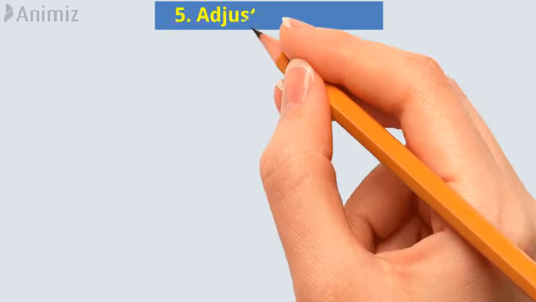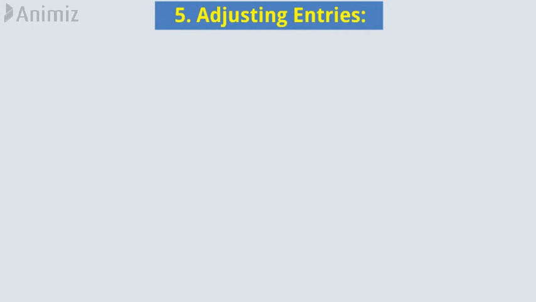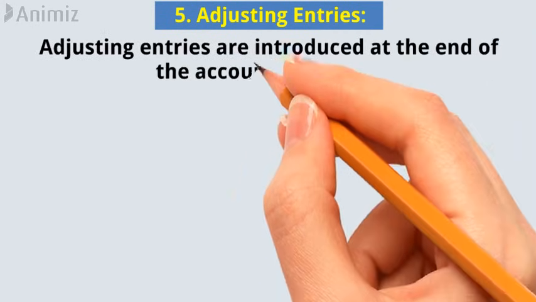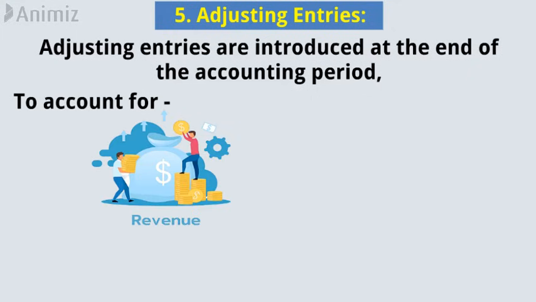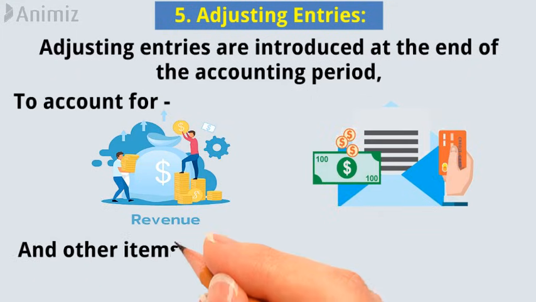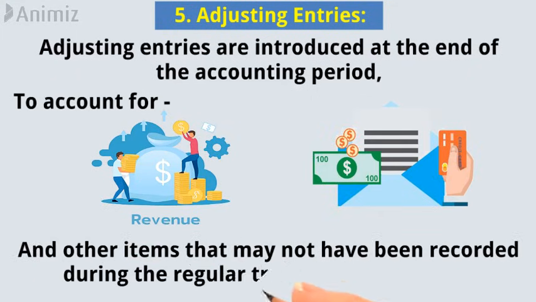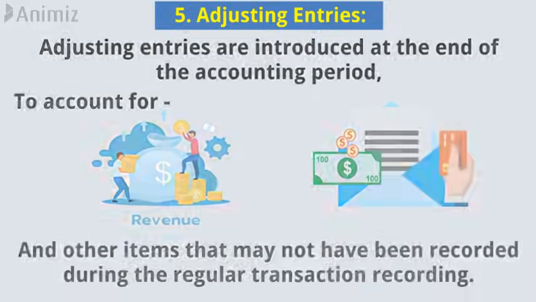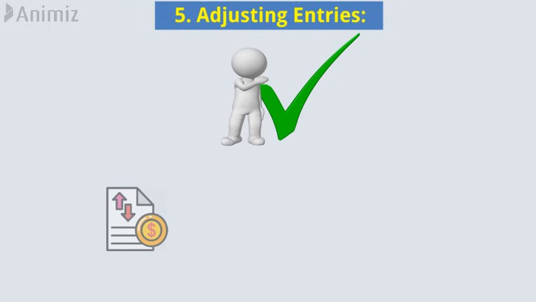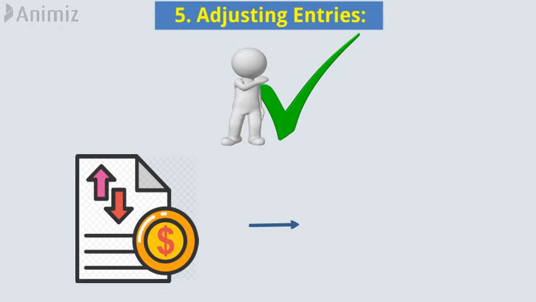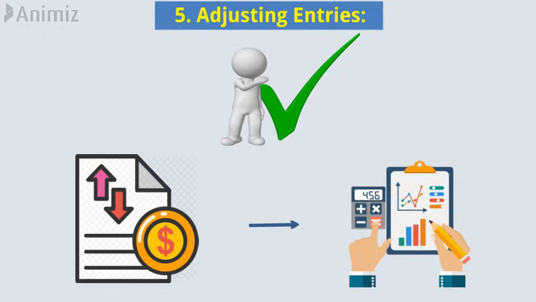5. Adjusting entries. Adjusting entries are introduced at the end of the accounting period to account for accrued revenues, expenses, and other items that may not have been recorded during the regular transaction recording. These entries guarantee that the financial statements accurately represent the company's actual financial position.